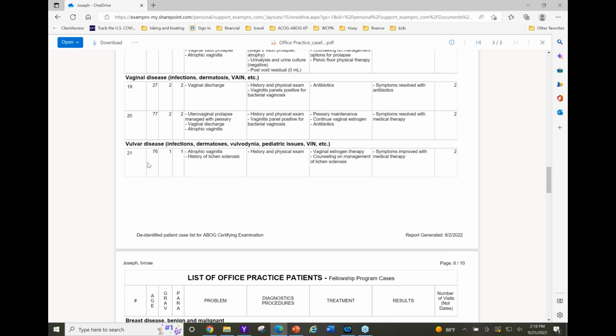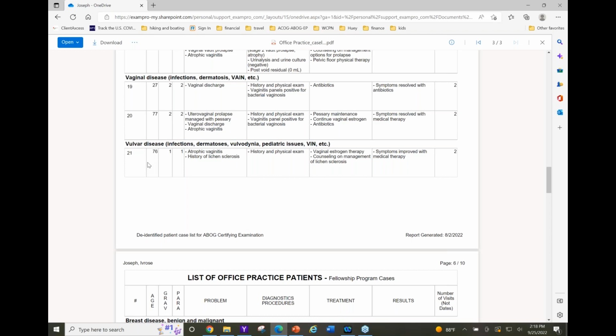Okay. You also started this patient on vaginal estrogen therapy. Did you put her on progesterone? I did not. She is using the vaginal estrogen cream twice a week, and I did not put on progesterone.